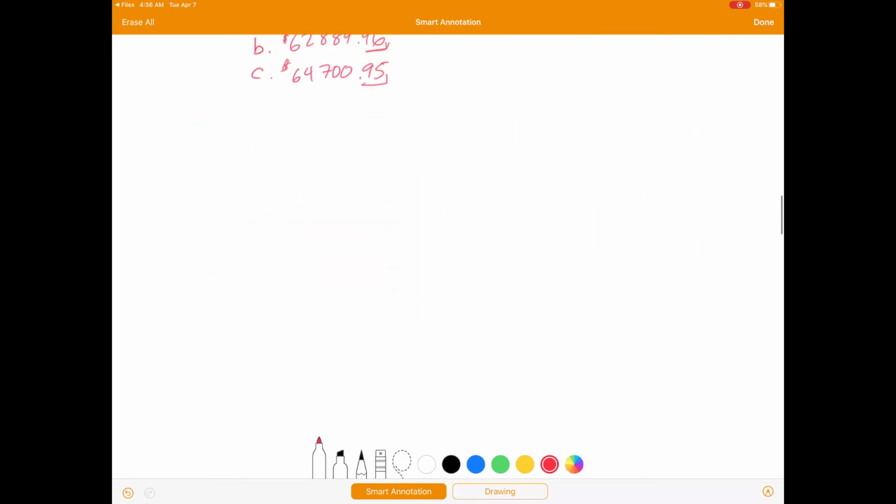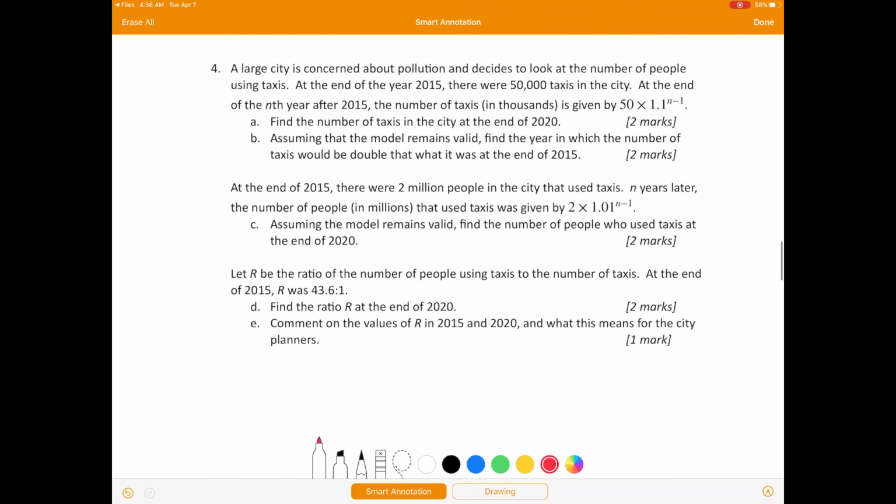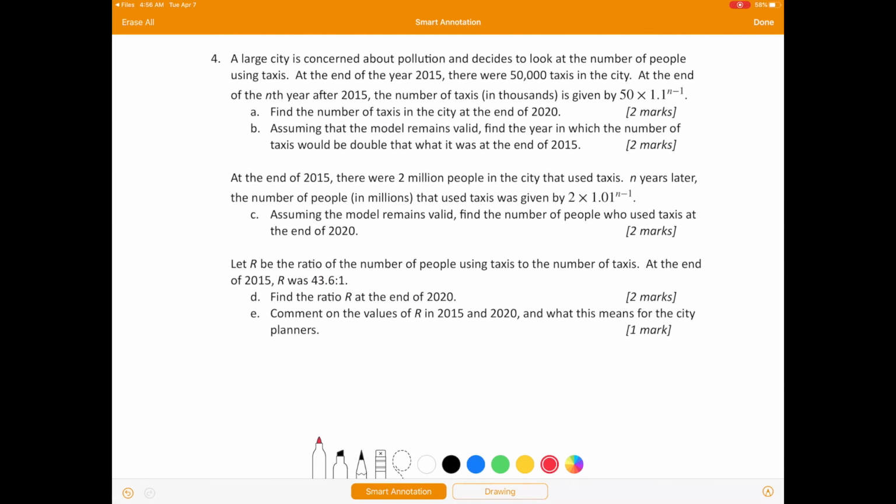Okay, on to question number 4. A large city is concerned about pollution and decides to look at the number of people using taxis. At the end of the year 2015, there were 50,000 taxis in the city. At the end of the nth year after 2015, the number of taxis in thousands is given by 50 times 1.1 to the n minus 1 power. Find the number of taxis in the city at the end of 2020.